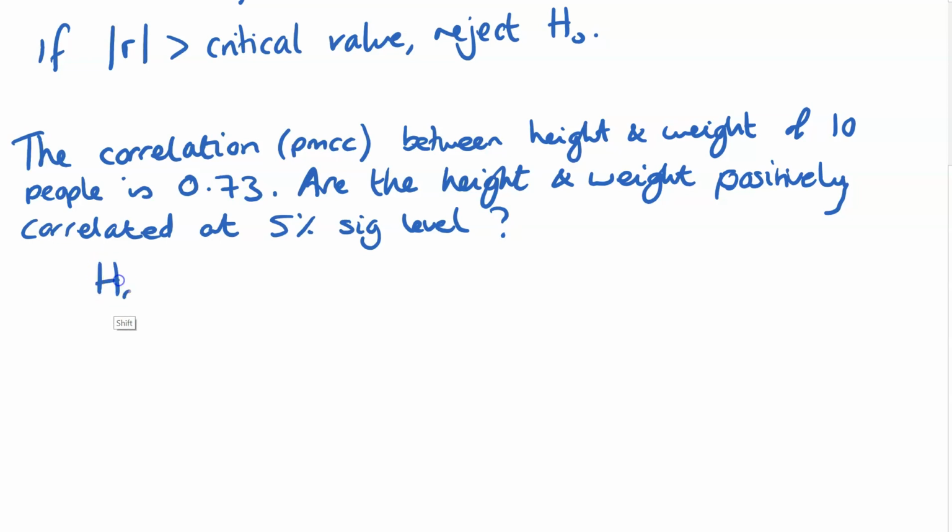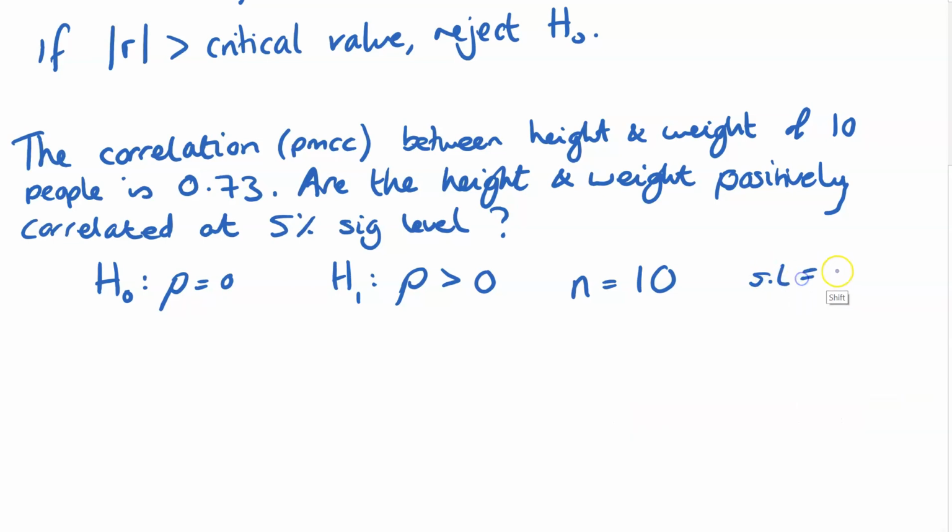Well, H0 says that rho is 0. H1, we know that this has got to be positively correlated, so rho has got to be greater than 0. We know that there are 10 people in our sample, and we know that the significance level, I'm going to shorten to SL, is 5%. And it's a one tail because we've put a direction on rho rather than just saying that it's not equal to 0.